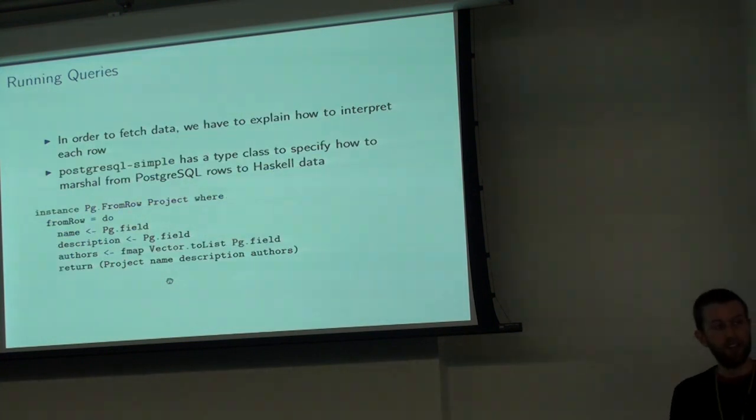And finally, in order to fetch the data, we have to explain to Haskell how to marshal between Postgres rows and our internal data types. And in PostgreSQL, there's a type class for doing this called FromRow.